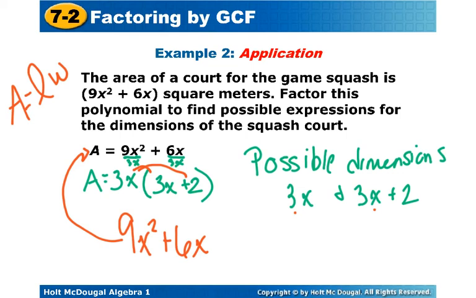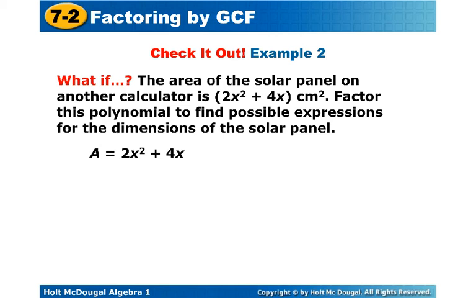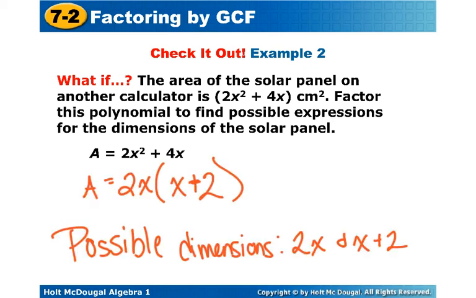Alright, time for you to try it because it's using the same skills that we just did. So pause the video and try the problem for finding the area of the solar panel. Alright, and there you have it. Your possible dimensions in this case are 2x and x plus 2.